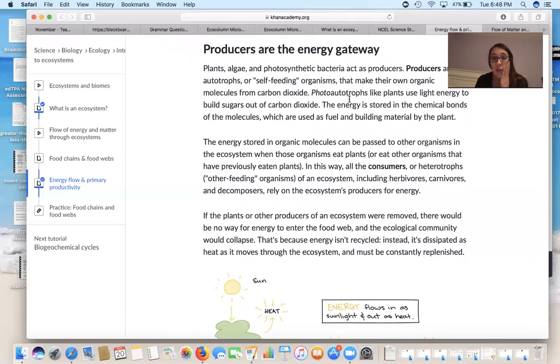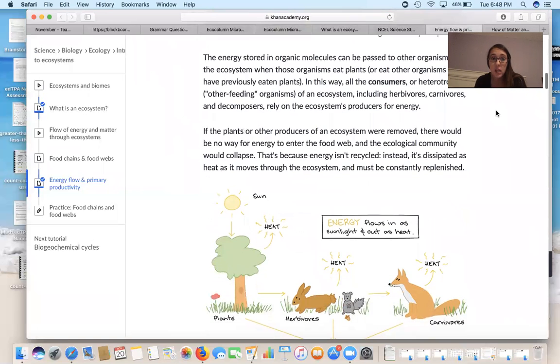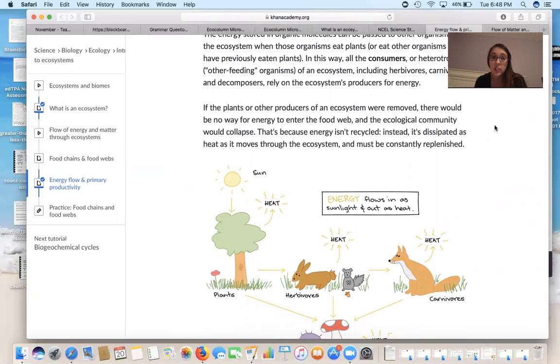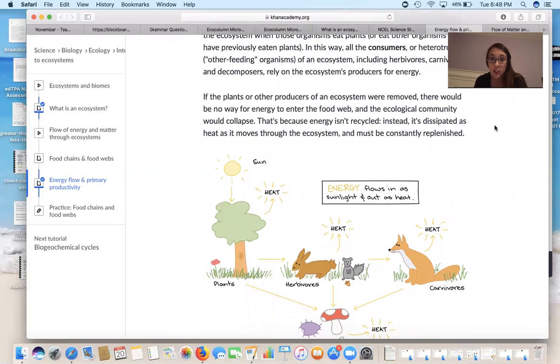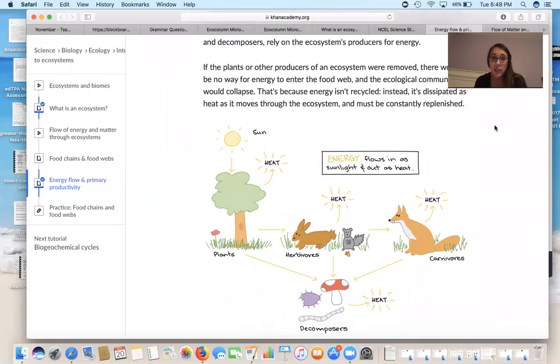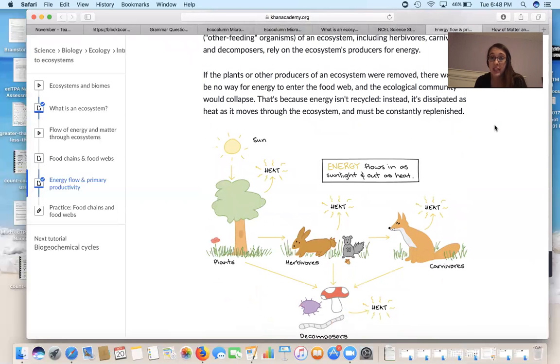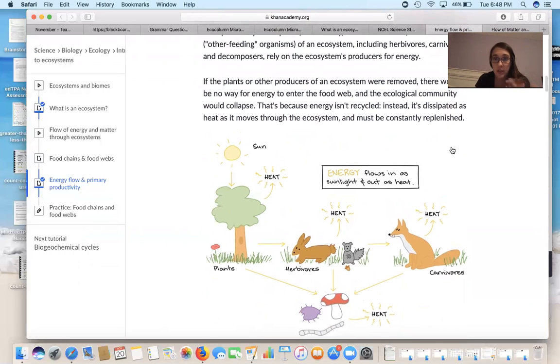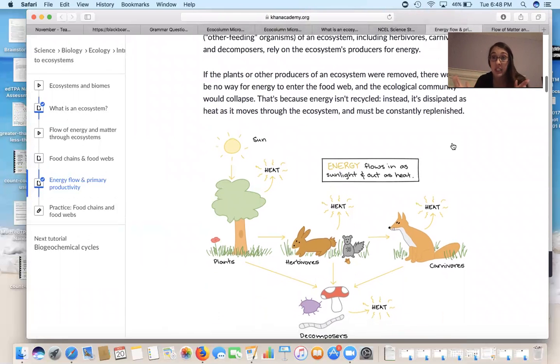And the photoautotrophs, like plants, use light energy. If the plants or other producers of an ecosystem were removed, there would be no way for energy to enter the food web, and the ecological community would collapse. That's because energy isn't recycled. Instead, it's dissipated as heat as it moves through the ecosystem and must be constantly replenished. So here's a good visual for you to look at this. Energy can't be cycled again. It just kind of almost evaporates, but dissipates into heat. It turns into heat.